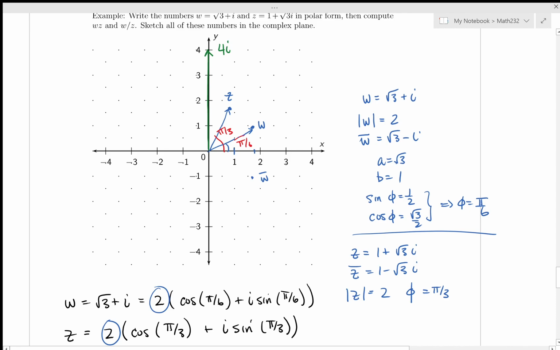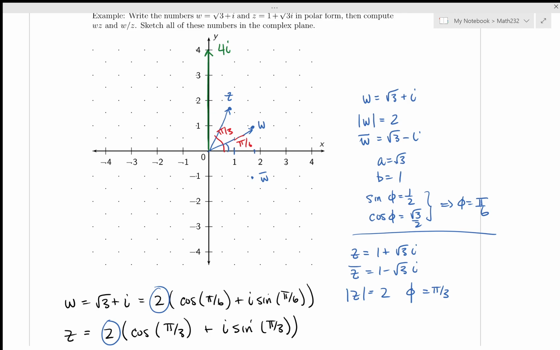Okay, so what is that? I have multiplied the magnitude of W times the magnitude of Z, and it's also the sum of the angles. So it's as though I took W and rotated it by Z. So when I multiply W and Z in their polar form, I can simply multiply together the moduli, and I can add together the two angles.